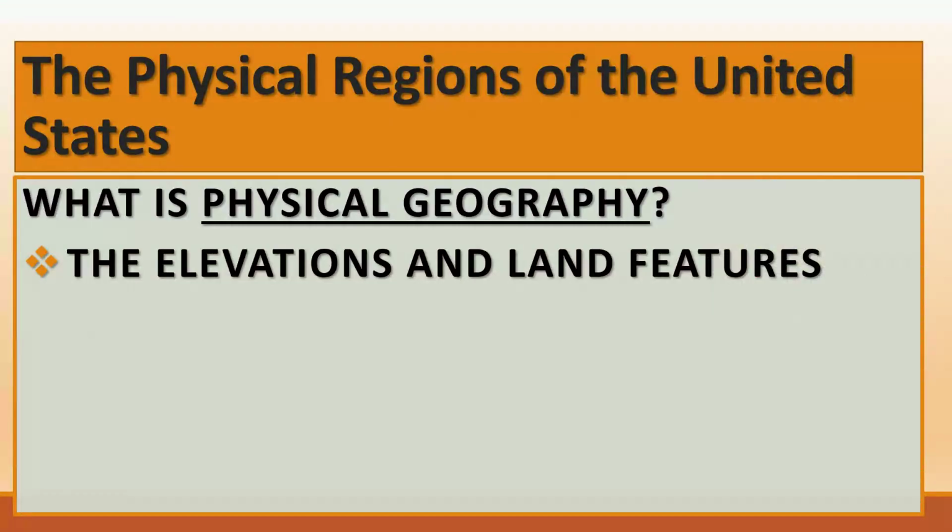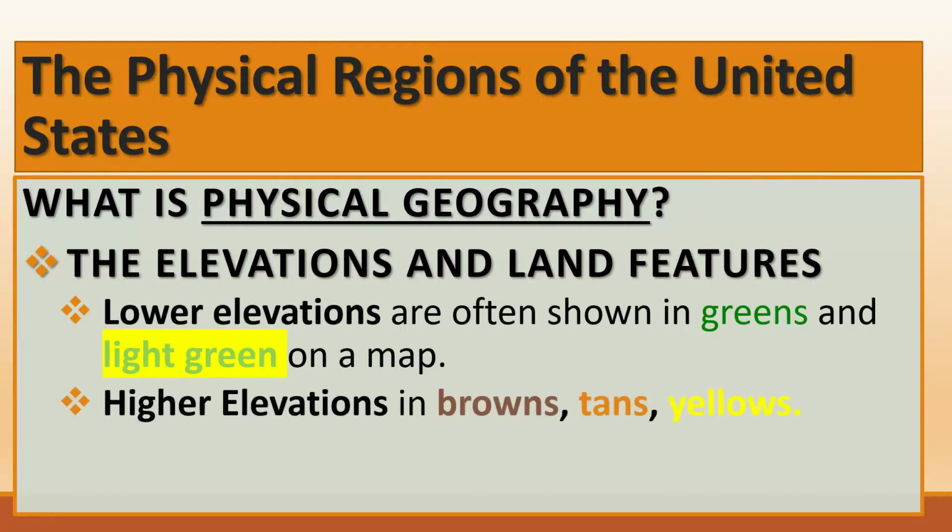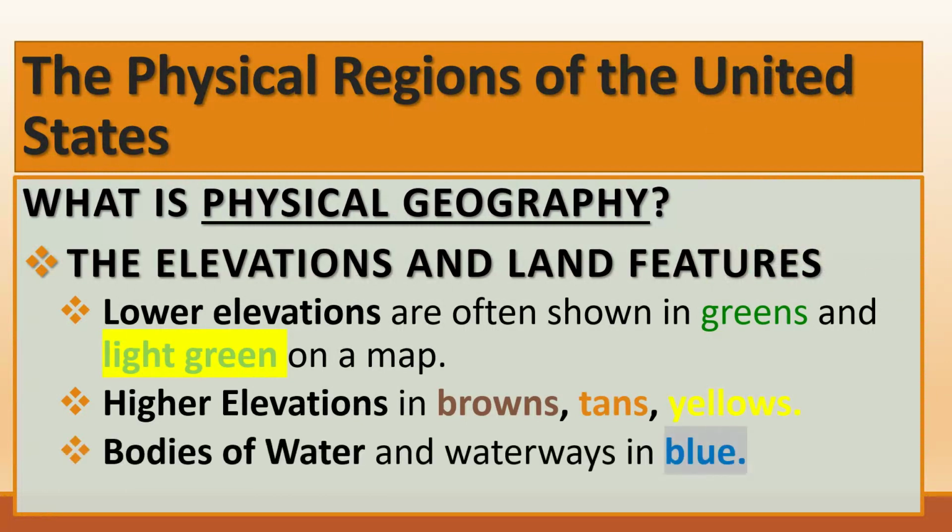How about the physical regions, right? What is physical geography? In this case, we're going to look at elevations and land features. Lower elevations are often shown on maps in greens and light green. Higher elevations in browns, tans, and yellows. And of course, bodies of water and waterways are in blue.